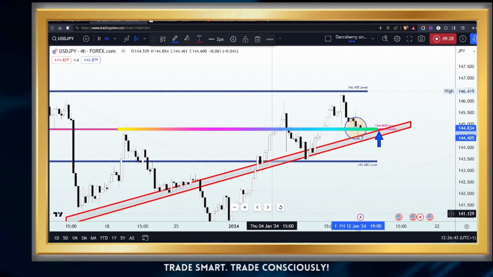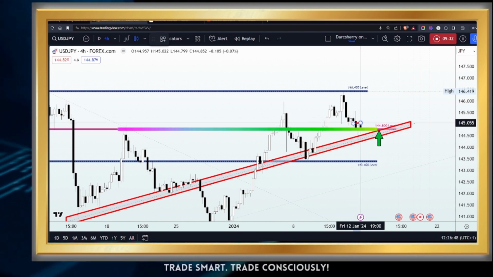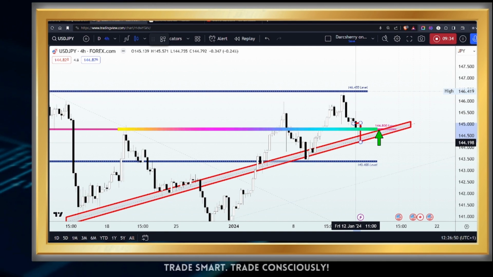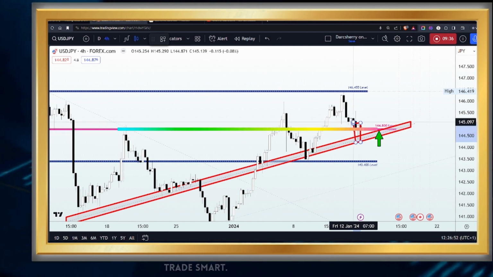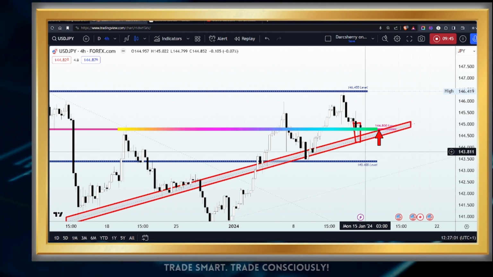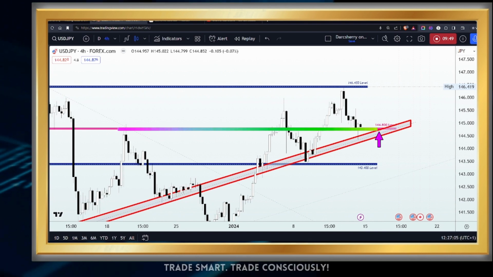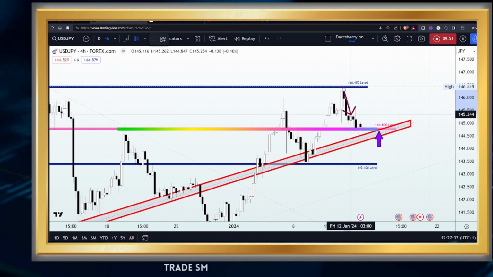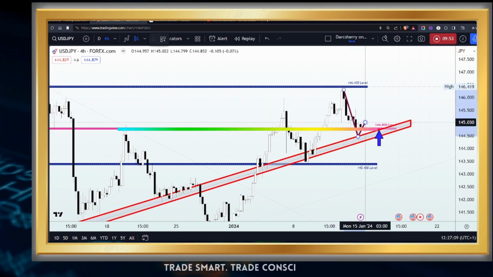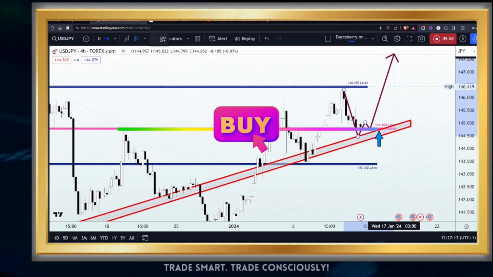And what this simply means, and considering the fact that we had a hammer candle close around this area after a sharp rejection of the ascending trend line, I'm of the opinion that we shall continue to look out for buying opportunities as long as price action remains above both the ascending trend line and our key level. So at the beginning of the week, if we continue to see buy pressure above the structure, we shall be positioning ourselves for buying opportunities.